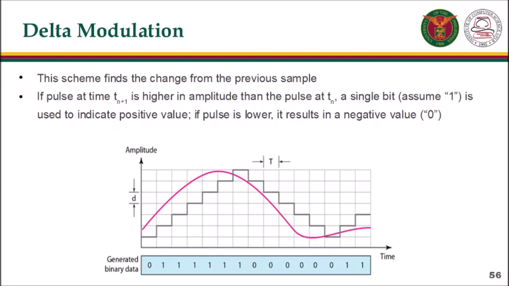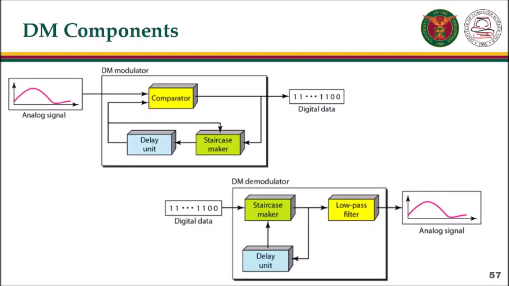The modulator builds a second signal that resembles a staircase. Finding the change is then reduced to comparing the input signal with the gradually made staircase signal. The modulator at each sampling interval compares the value of the analog signal with the last value of the staircase signal. If the amplitude of the analog signal is larger, the next bit in the digital data is 1. Otherwise, it is 0.